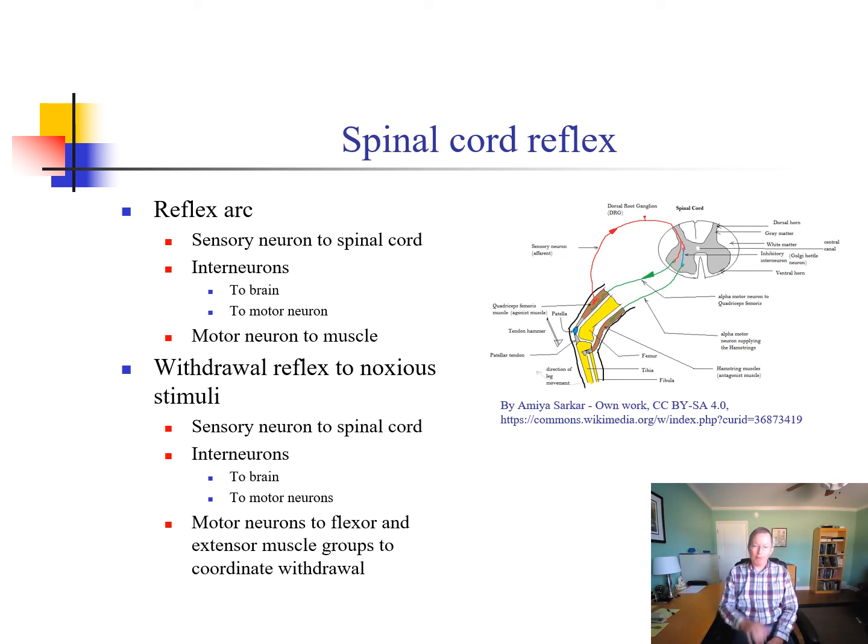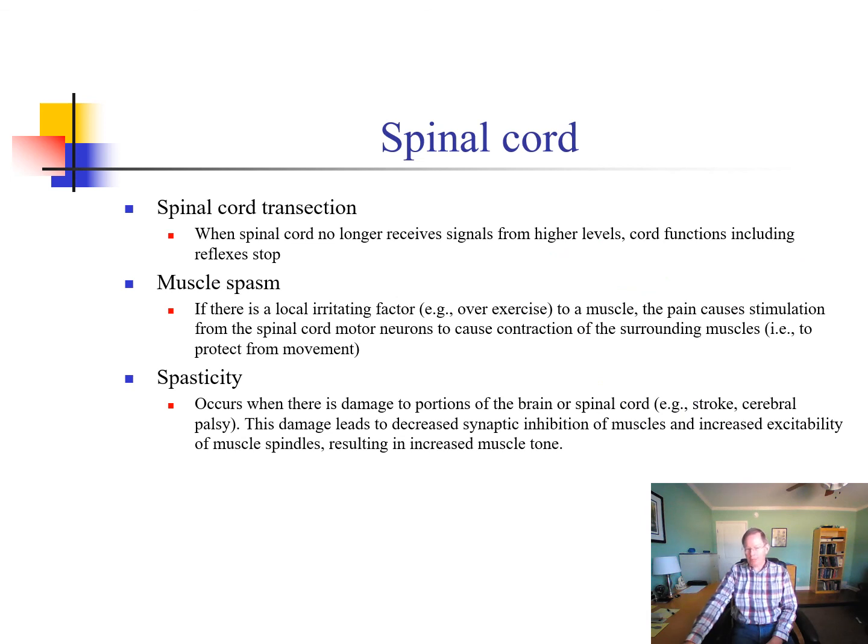So if you were to step on something sharp or step on something cold or hot, you would withdraw from that stimulus, and then you would actually recognize that you had that noxious stimulus. Sometimes things go wrong with this. If you cut or sever the spinal cord, such as in traumatic injuries, and there are no longer signals from the brain, then the cord function below will actually stop, and you have no reflex arc, you have nothing.